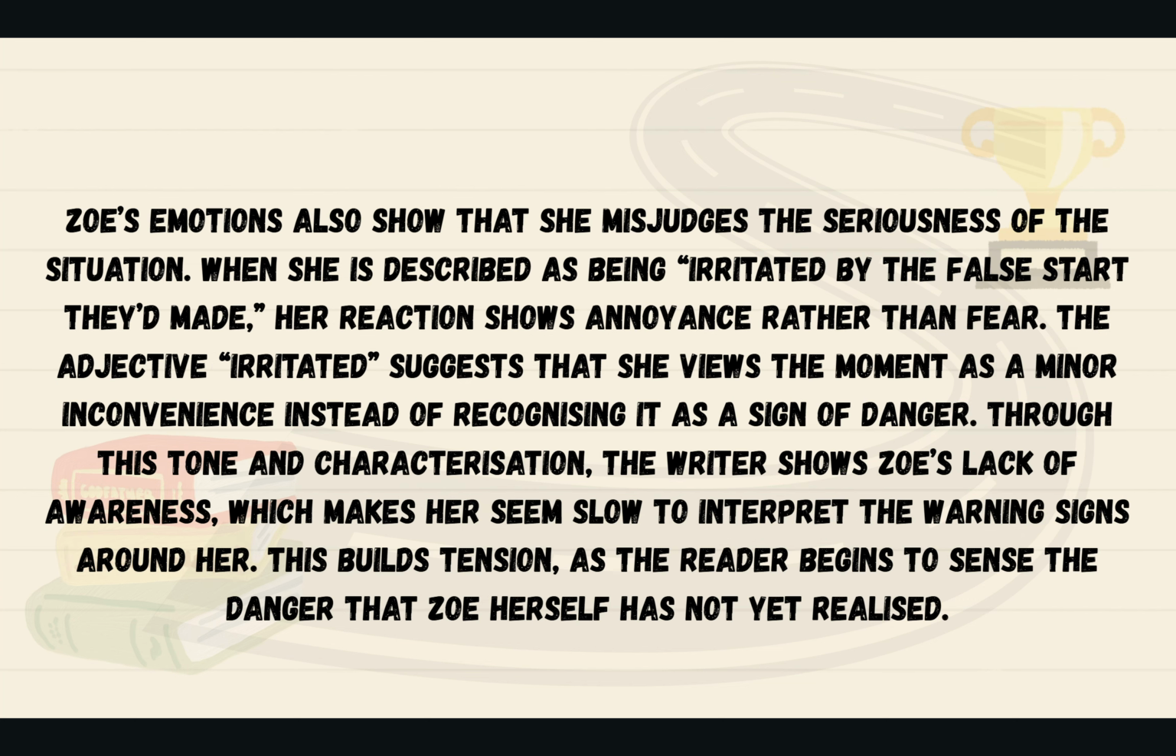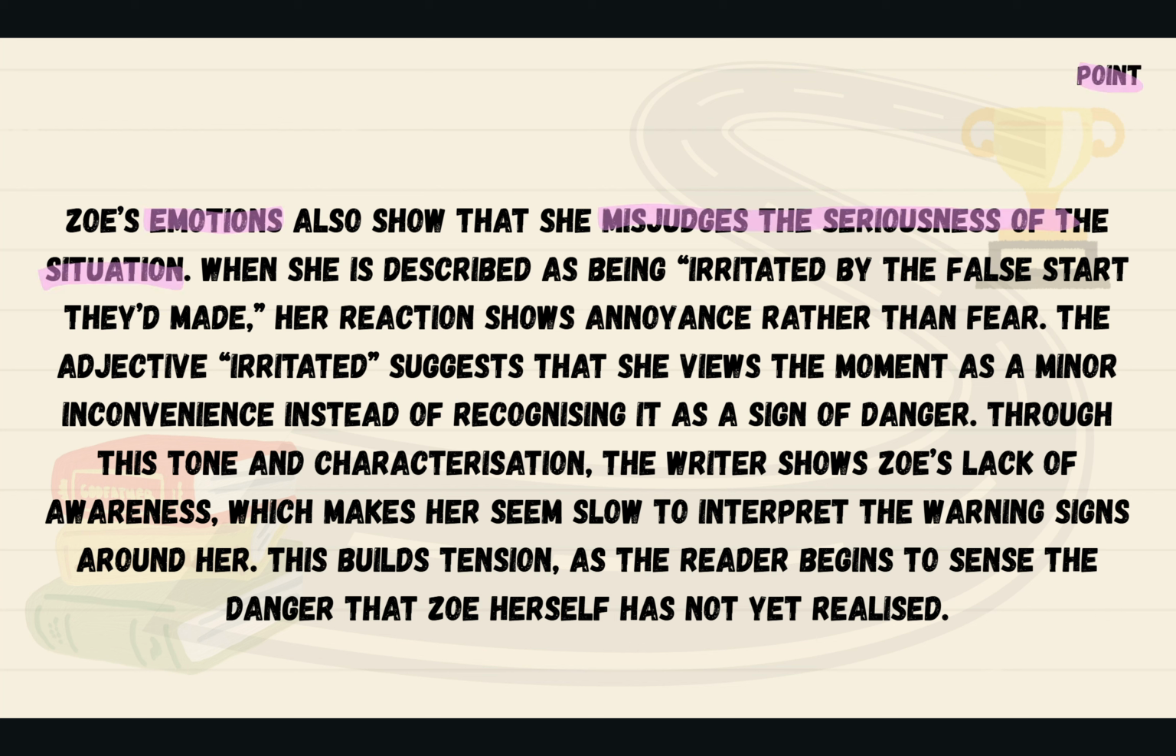This is the second paragraph, and it says, Zoe's emotions also show that she misjudges the seriousness of the situation. When she is described as being irritated by the false start they'd made, her reaction shows annoyance rather than fear. The adjective irritated suggests that she views the moment as a minor inconvenience instead of recognising it as a sign of danger. Through this tone and characterisation, the writer shows Zoe's lack of awareness, which makes her seem slow to interpret the warning signs around her. This builds tension as the reader begins to sense the danger that Zoe herself has not yet realised.